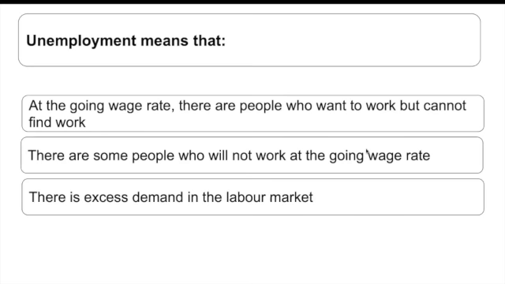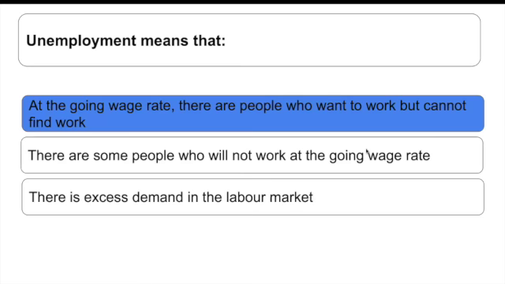Unemployment means that, A, at the going wage rate, there are people who want to work but cannot find work. B, there are some people who will not work at the going wage rate. C, there is excess demand in the labor market. So the correct answer is, at the going wage rate, there are people who want to work but cannot find work.